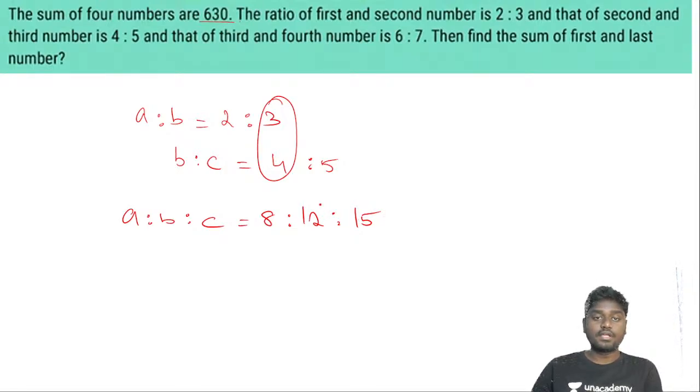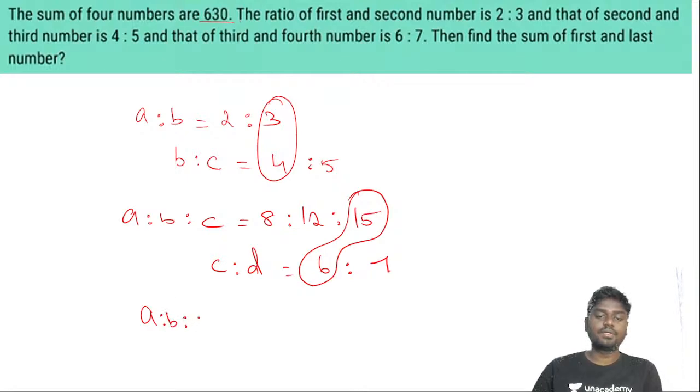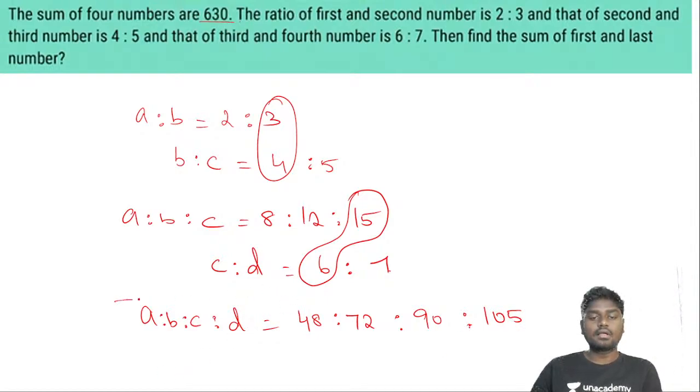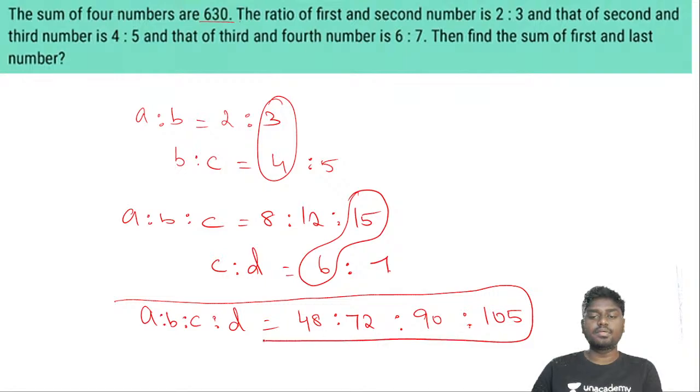And I also know the ratio of third and fourth, that is C is to D to be 6 is to 7. These are the ratios of C. So I can simply find the ratio of A is to B is to C is to D. We just simply multiply this, guys. So we get 48 is to 72 is to 90 is to 105. So you have got the combined ratio of A is to B is to C is to D.